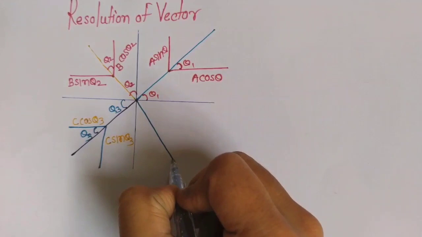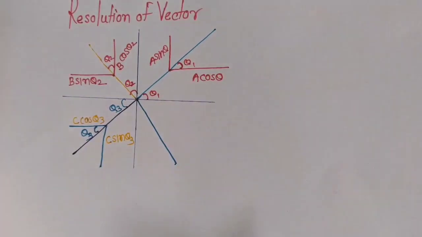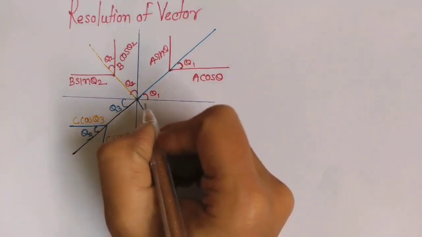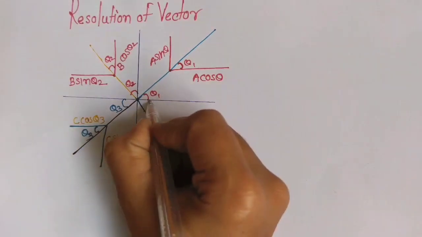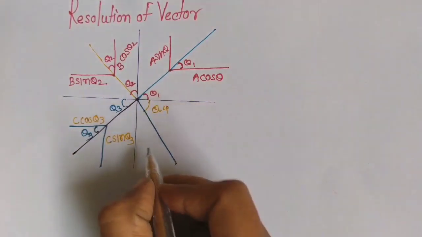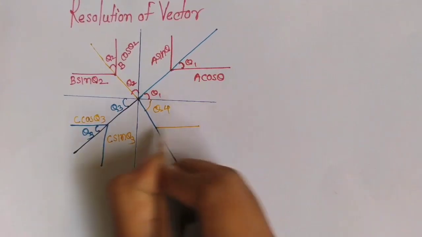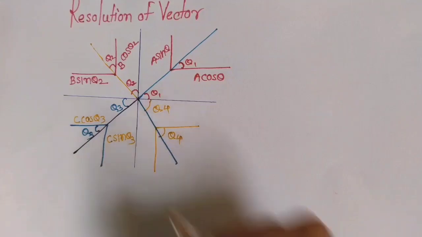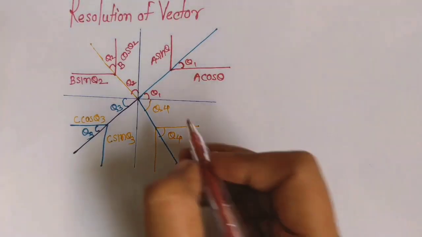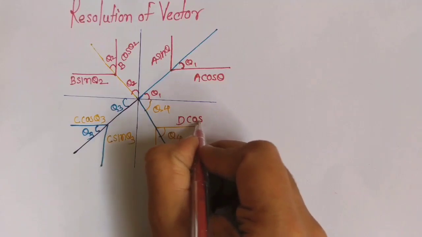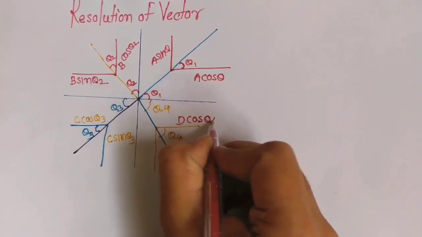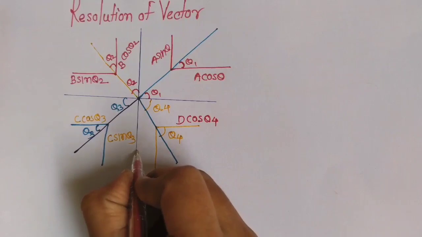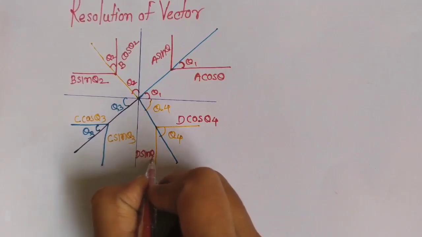We have taken another vector in the fourth quadrant, that is vector d. It makes angle theta 4 in quadrant 4, and we have to resolve this vector into two components. Take the angle on either side of the vector, that is theta 4, and the adjacent component is d cos theta 4, and the remaining component is d sin theta 4.